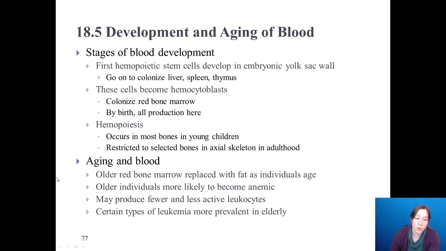Aging in blood: older red bone marrow is replaced with fat as individuals age. So as you get older, you're going to have more yellow bone marrow and less red bone marrow. Older individuals don't have as many of those blood stem cells, the hemocytoblasts, so they don't make as many red blood cells, and they're more likely to become anemic. Many produce fewer and less active leukocytes, white blood cells, so the immune system is a little more suppressed. And certain types of leukemia can also be more prevalent in the elderly.